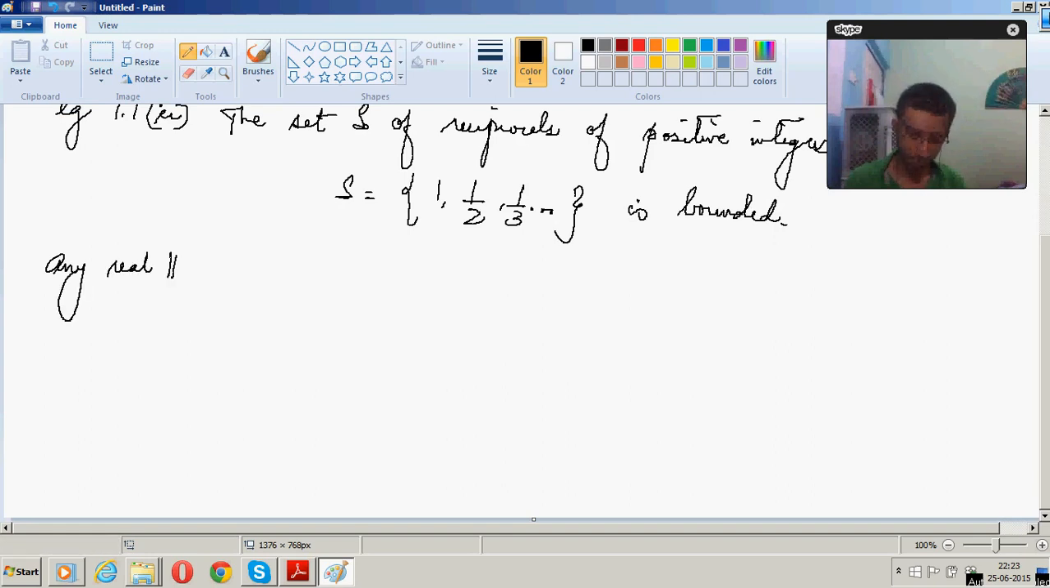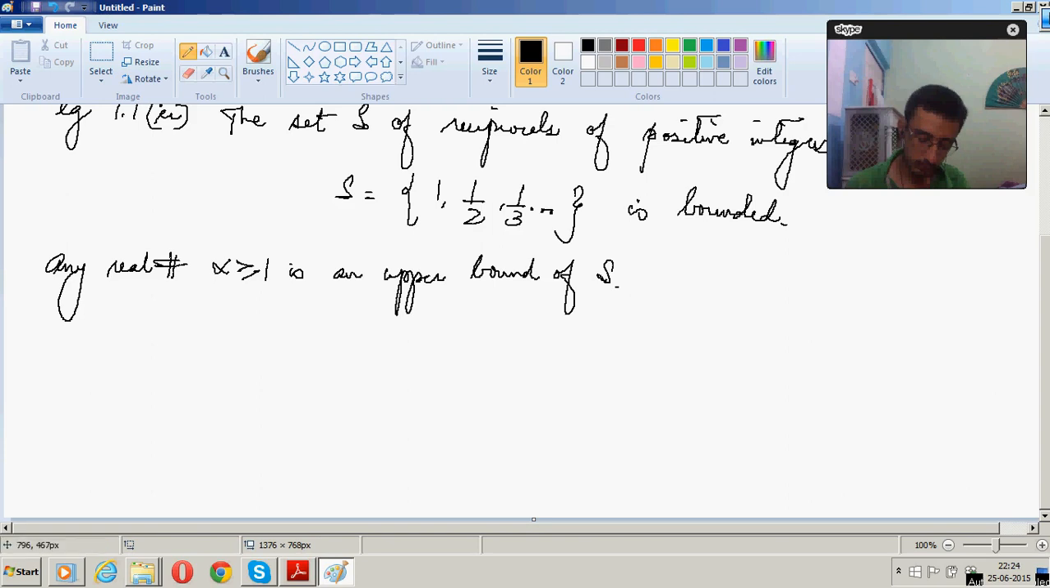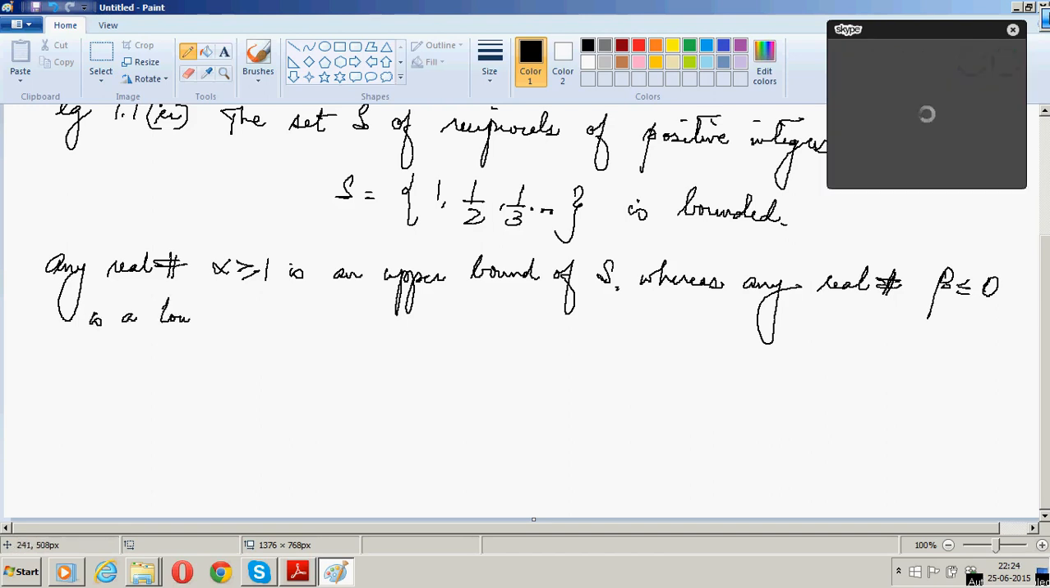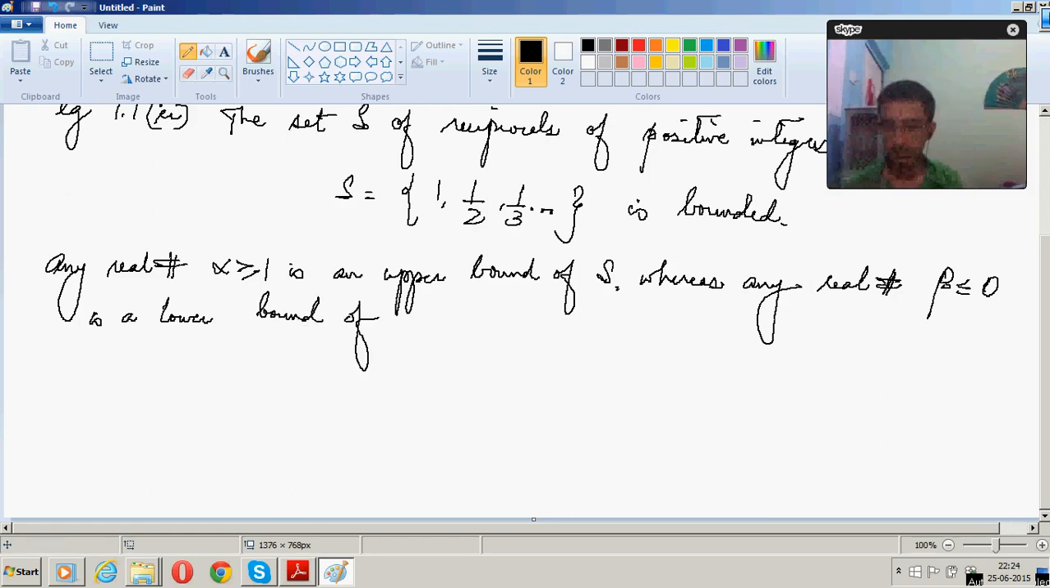Any real number alpha greater than or equal to 1 is an upper bound of S, whereas any real number beta less than or equal to 0 is a lower bound of S.